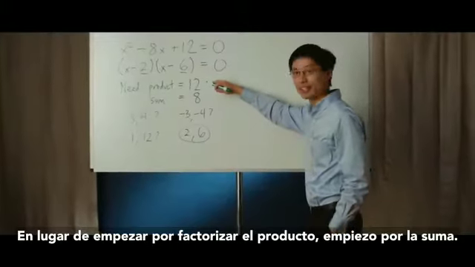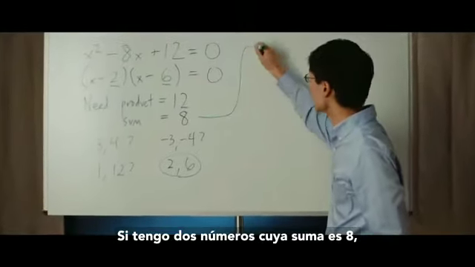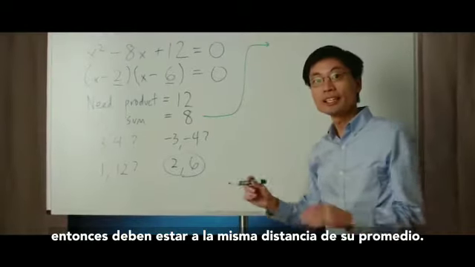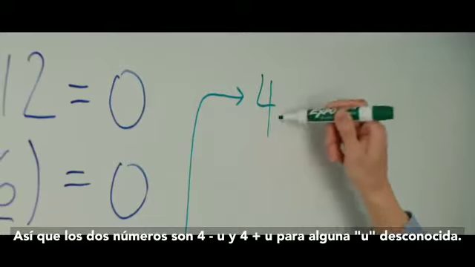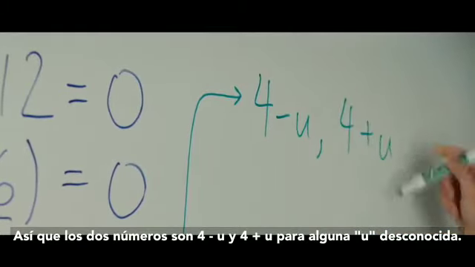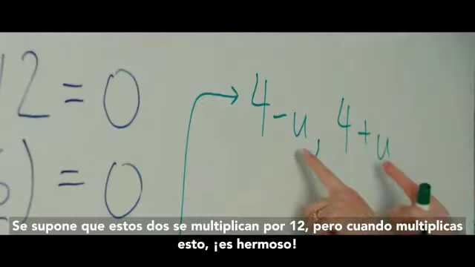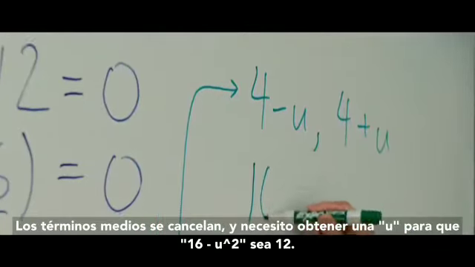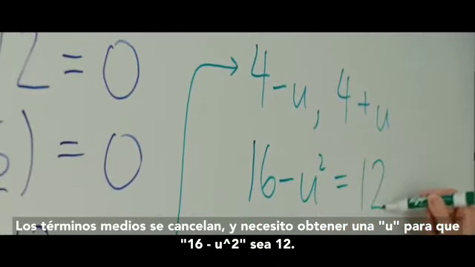Instead of starting from factoring the product, I start from the sum. If I have two numbers whose sum is 8, then they need to be the same distance away from their average. So the two numbers are 4 minus u and 4 plus u for some unknown u. These two are supposed to multiply to 12, but when you multiply this, it's beautiful. The middle terms cancel, and I need to get a u so that 16 minus u squared is 12.